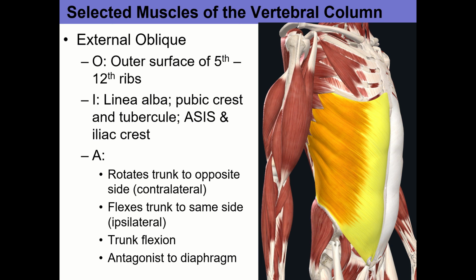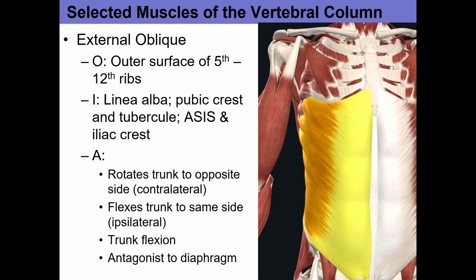And then the external oblique also flexes the trunk to the same side. So the right external oblique causes lateral flexion to the right. And again, trunk flexion, so assists in sit-ups or crunches. And then it's also, like internal oblique, an antagonist to the diaphragm. So it plays a role in forceful expiration or forceful breathing out during exercise.